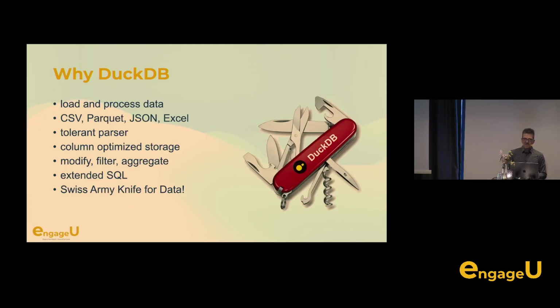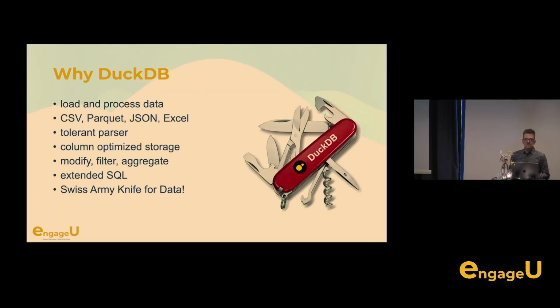So DuckDB can load and process data. It supports CSV, Parquet, JSON formats, Excel files, and many others. There are even some plugins to load other data formats. It has a tolerant parser and one of the fastest CSV parsers in the world. They put a lot of effort into this engine to being a good CSV parser, because it's the first problem if you want to work with some foreign data. You have to get into it, and they do a good job.